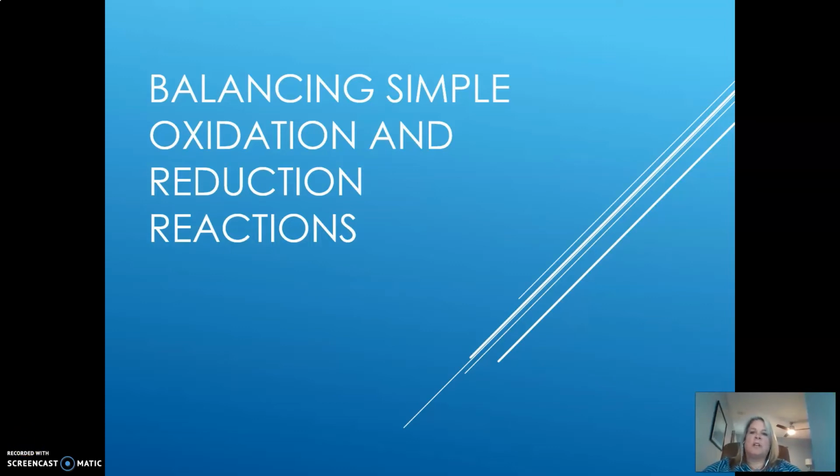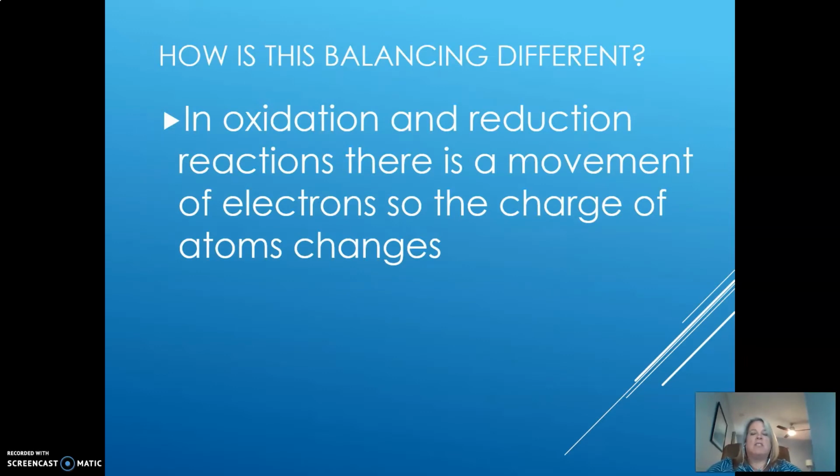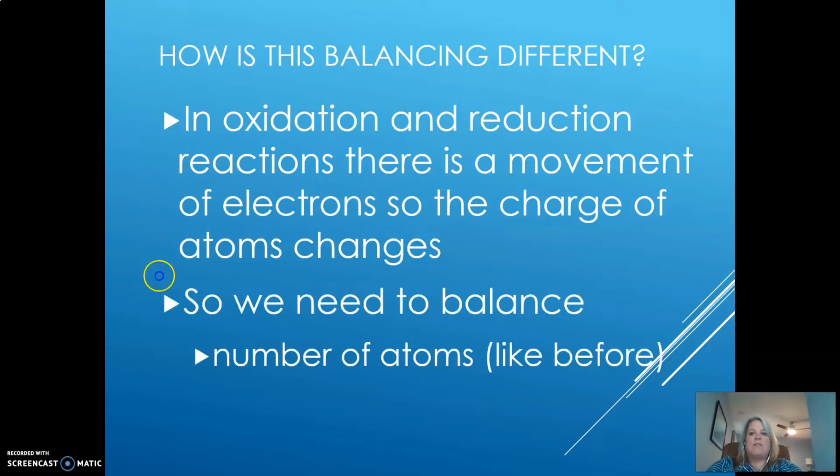In this video, we're going to talk about how to balance simple oxidation and reduction reactions. Now you're probably wondering why? What's different about balancing oxidation reduction reactions from what we've already done? Well, in an oxidation reduction reaction, not only are we having to balance atoms like we've done before, but because electrons are moving, that means the charge is changing, and we also have to balance charge.